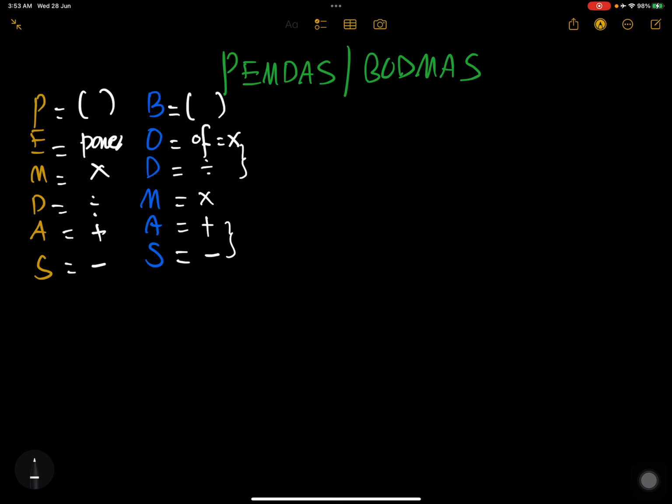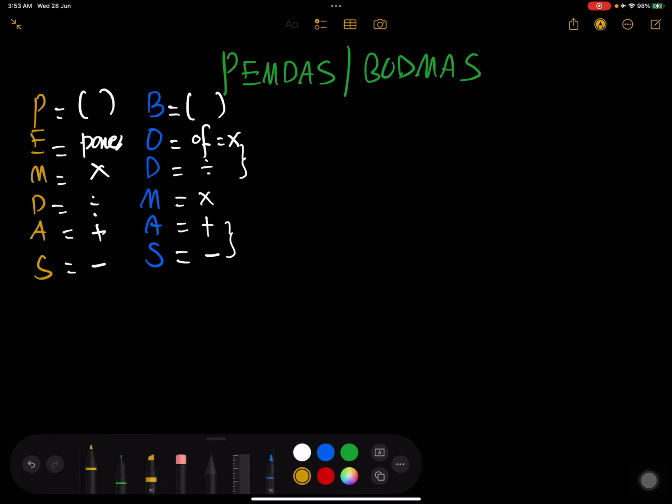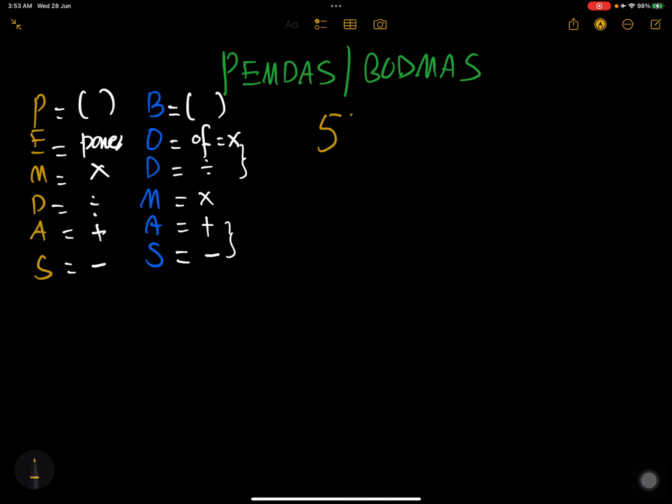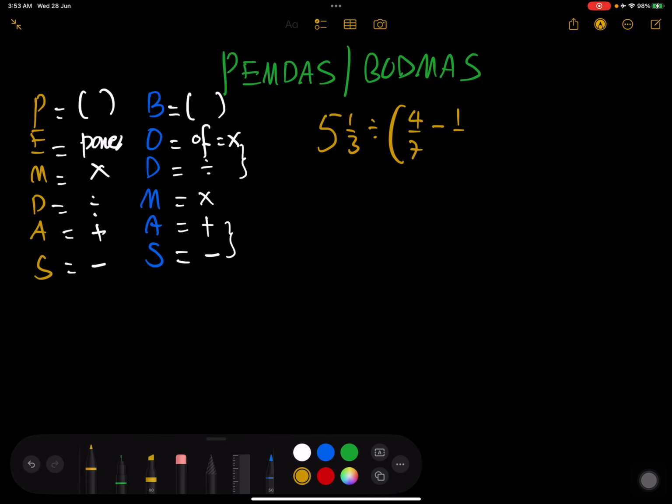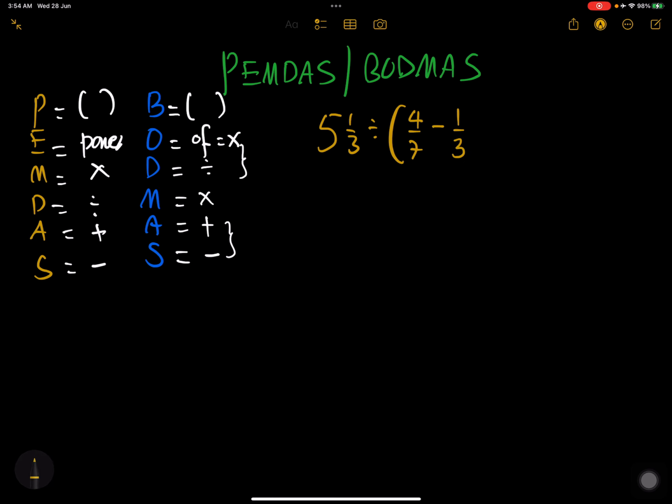So let's look at a problem, a question on BODMAS. Let's imagine that we have 5 whole number 1 over 3, and then we are dividing it by 4 over 7, minus 1 over 3. Let's look at minus 1 over 3. We look at 1 over 3, and then we do the "of".